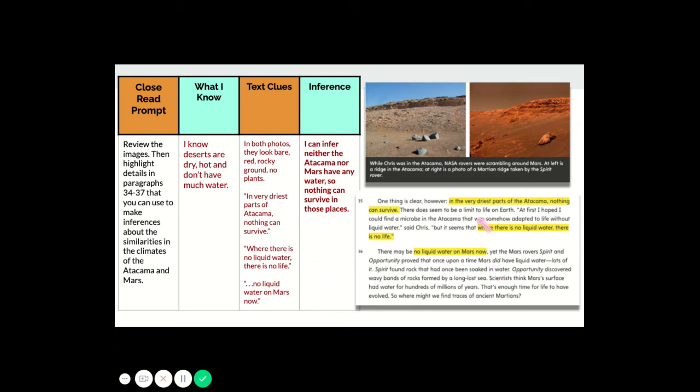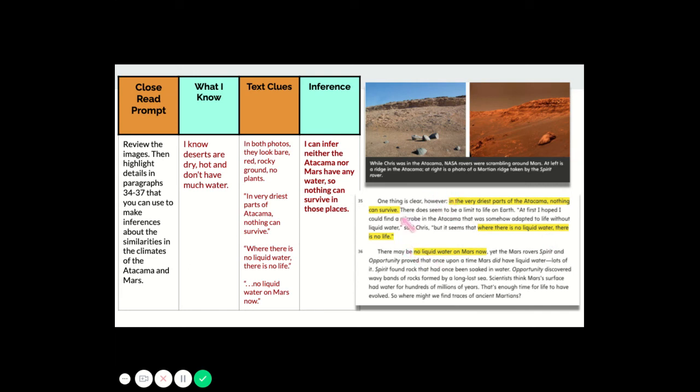Some clues that I can pick out of paragraphs 34 through 37 I thought were very important. All right. So first, I make a note about what the photos have. In both photos, they look bare, they're rocky, they have rocky ground, no plants. And then I'm going to pick out pieces of text that really help me understand what's going on in the photos. In the driest parts of the Atacama, nothing can survive. Now remember, I'm focusing on the similarities in the climates. All right? Where there is no liquid water, there is no life.